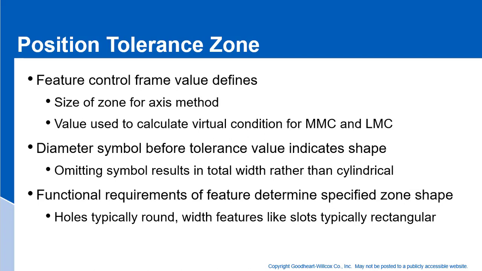Okay, so the diameter symbol before the tolerance indicates the shape. In some cases we have a circular tolerance zone. In other cases, if we don't have the diameter symbol, we're talking about a total width rather than a diametrical tolerance zone. And then the functional requirements of the feature determine the specified shape. So typically on a hole, your position tolerance zone will be round. With features like slots, we will generally use 2 feature control frames and make it bidirectional.